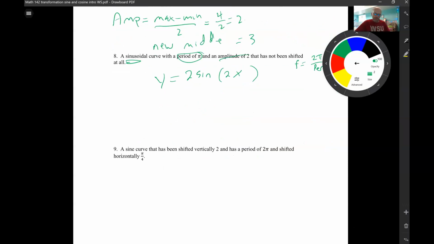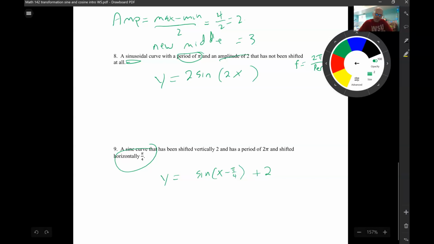Finally, a sine curve that has been shifted vertically 2. So it's a sine curve now, so I'm going to write y equals something involving sine. It's been shifted vertically 2, so I'll put a little plus 2 out here. It has a period of 2 pi, which means I don't need any kind of multiplication in here, but it has been shifted horizontally pi over 4. So I'm going to put an x in here and put a minus pi over 4. Because if I subtract pi over 4 in the equation, that'll shift it horizontally positive pi over 4. Since I didn't say negative pi over 4, that means I'm shifting to the right pi over 4. Okay?